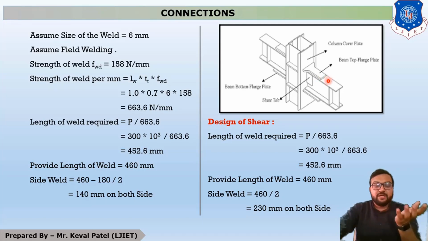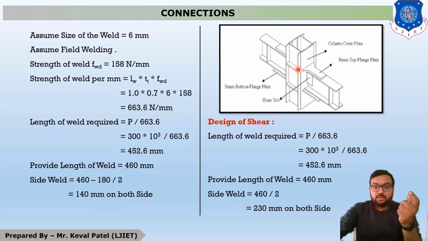Now how much welding is left? It is 460 minus 180, so it is 280, from which 140 mm length of welding is provided over here and 140 mm length is provided over here. So it is called side welding. So the side weld is 140 mm on both sides. This is due to the bending moment.